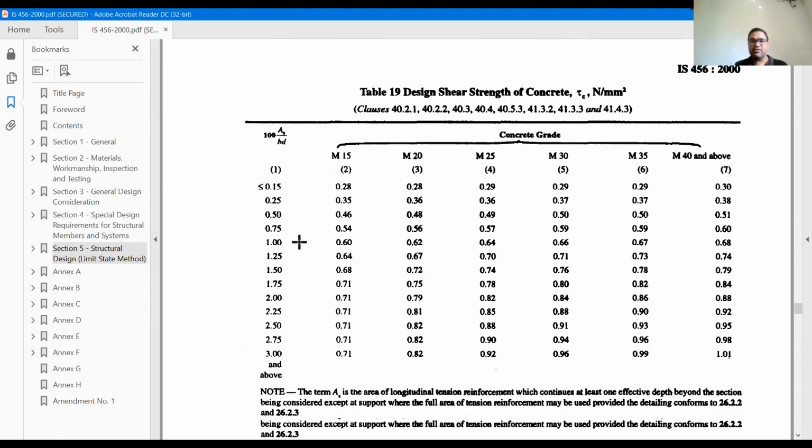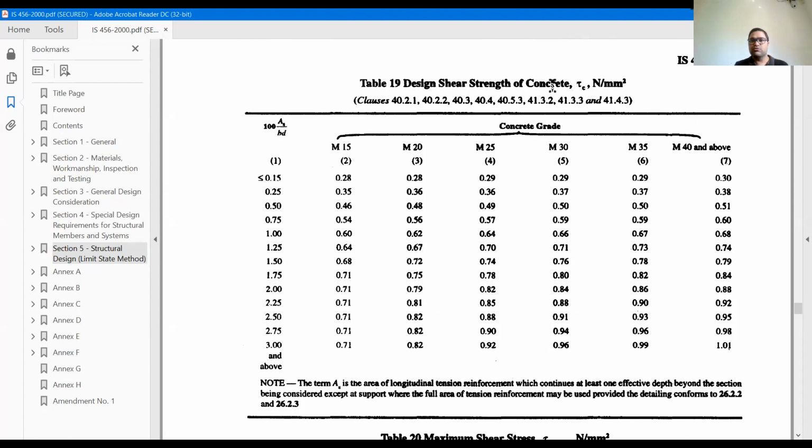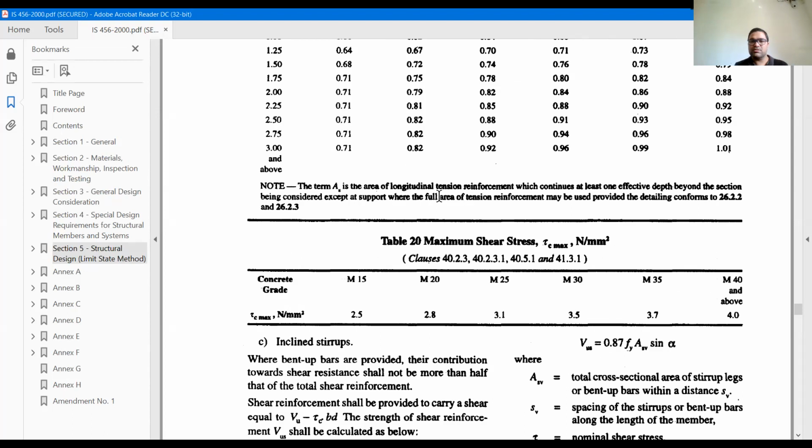So now we will get the value of tau c max. You can see table 19 can be used to find out tau c, and table 20 can be used to find out tau c max. We will talk about table 19 when we will be calculating the value of tau c. So first we will see what will be the value of tau c max by using table 20.